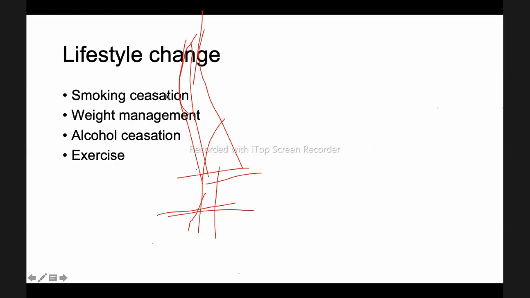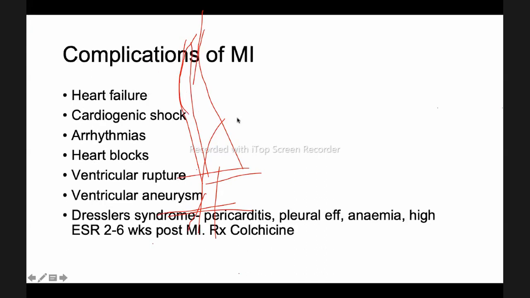especially in those where you've identified that they are a smoker. They have to stop smoking. It helps a lot. Those who are obese should start managing their weight. Those who take too much alcohol should stop. And then you can start introducing exercise, not vigorous exercise, but in an incremental manner.